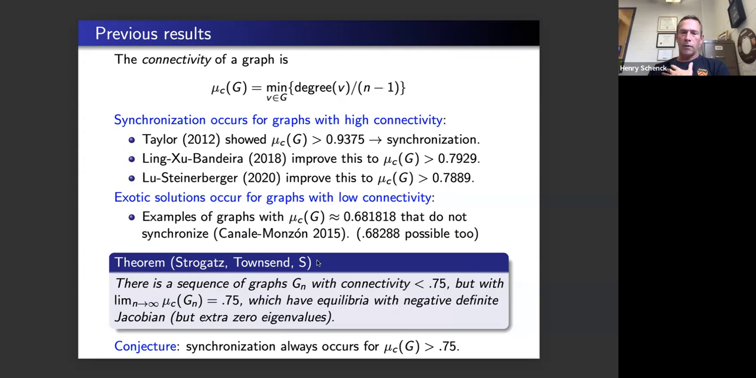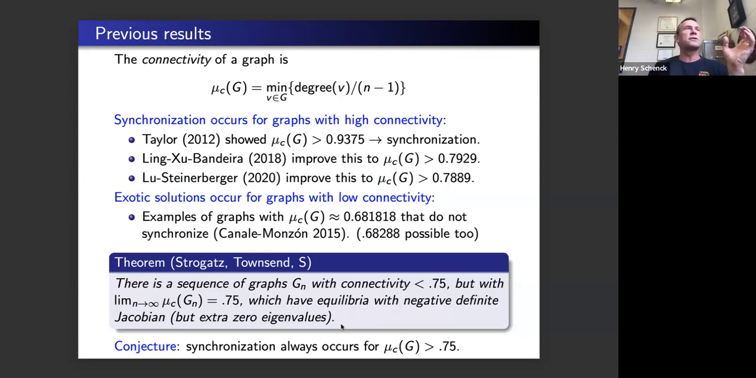So there's a theorem. This S is Stillman, not Schenck. So there's a result of Strogatz, Townsend, Stillman. Steve, of course, is dynamical systems. Alex Townsend is a numerical analyst, and the last S is Stillman, who's an algebraic geometer. So they find graphs with high connectivity, low but very close to 0.75, that have equilibria with negative definite Jacobian, but they have extra zero eigenvalues. So this is not going to be linearly stable. It looks like they're stable, but they can't verify it. So it looks like there's some threshold for synchronization, which is 0.75.